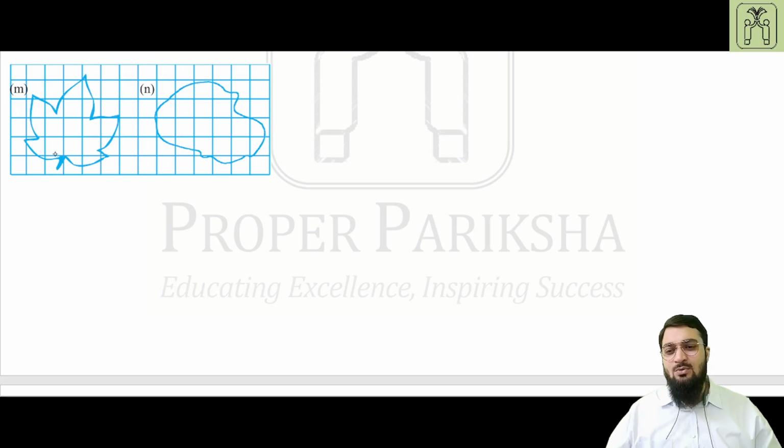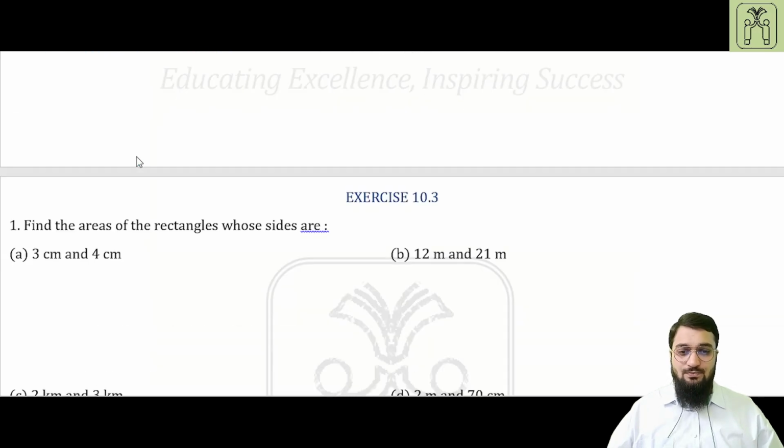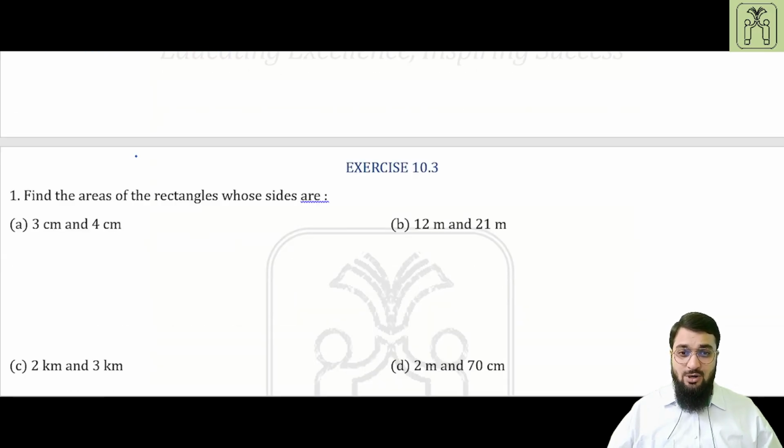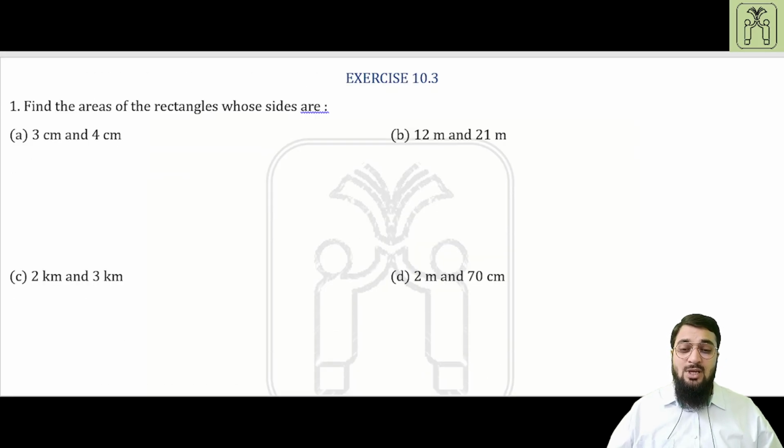So this will be your homework. You can tally the answer from the back, but these types of questions will not have any definite answer. Everyone is bound to get a different answer. Now, this concludes exercise 10.2, and in the next video we'll be starting exercise 10.3, which will include the standard figures, and we will be able to use certain formulas related to each and every closed figure and understand how to calculate the area of standard closed figures.